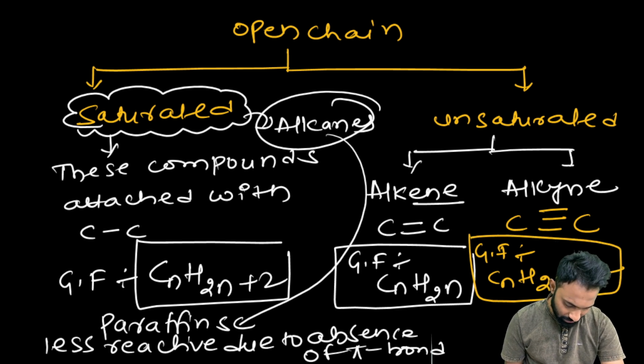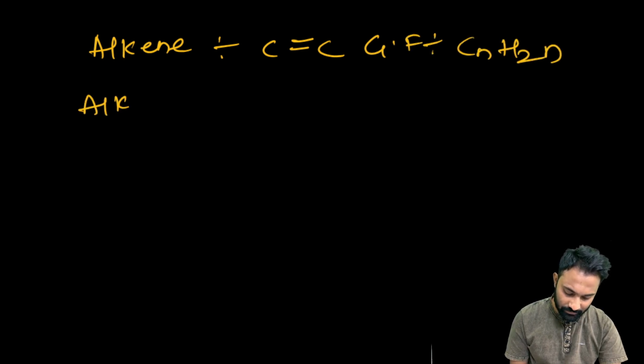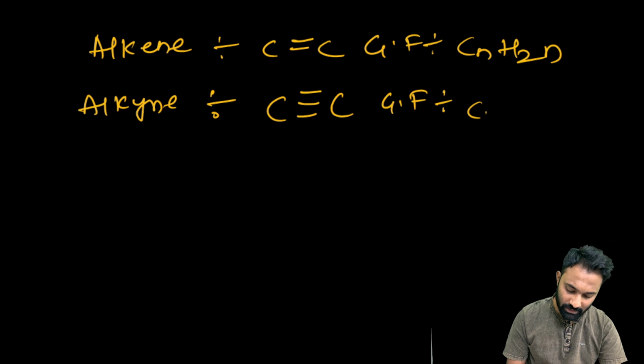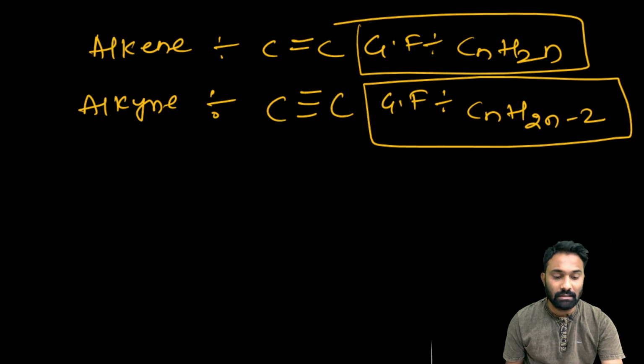Now we will see how it has been classified. What we have seen up to now: alkenes mean one sigma bond, one pi bond, and the general formula is CnH2n. Next, alkyne: one sigma bond and two pi bonds, and the general formula is CnH2n-2. Clear?